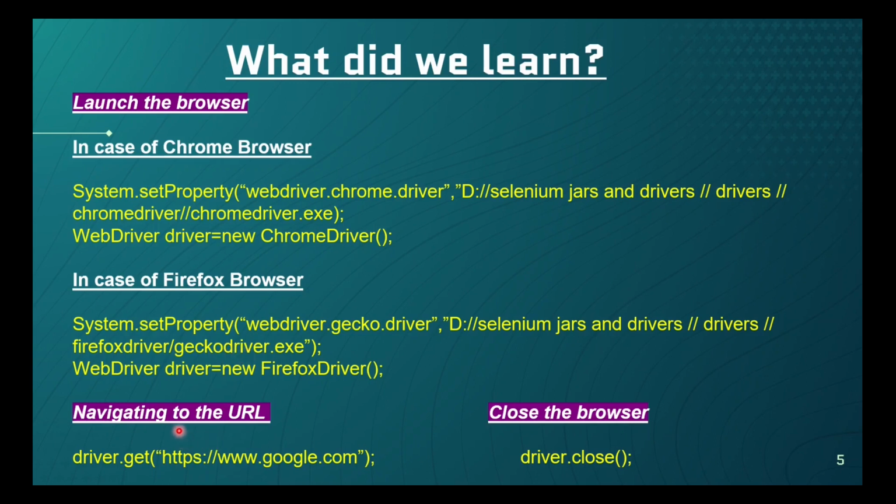Next, we learned how to navigate to a particular URL. Simply we will use the driver.get command. The get command is used to navigate to a particular URL. Any URL you are entering over here, you have to enter the full URL, the entire URL, including the HTTPS. Okay, then we learned how to close the browser, that is we are using the close command, that is the driver.close command.